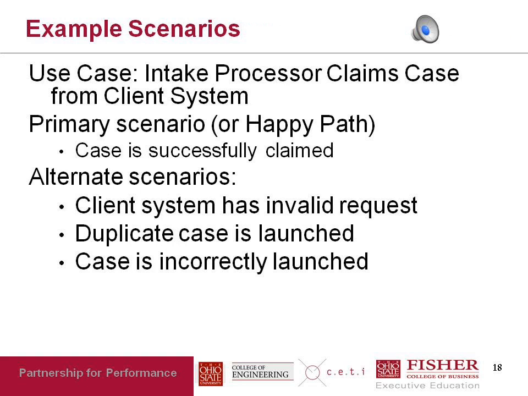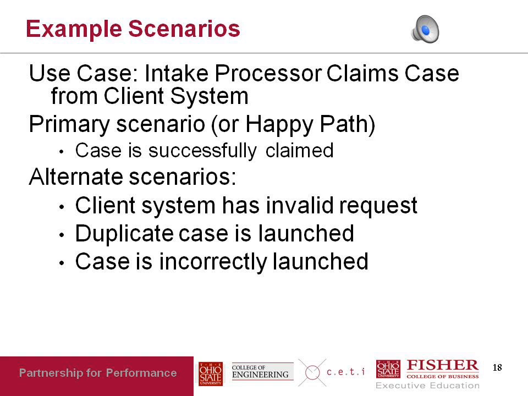And here is an example scenario from, once again, the project that I've been talking about, the software system that's supposed to process foreclosures. The main use case is intake processor claims case from client system. You probably remember that use case from the use case diagram shown earlier. The primary scenario, or happy path, or the main flow as it's sometimes called, is the case being successfully claimed from the client system. But there could be unhappy paths or alternate scenarios as well.